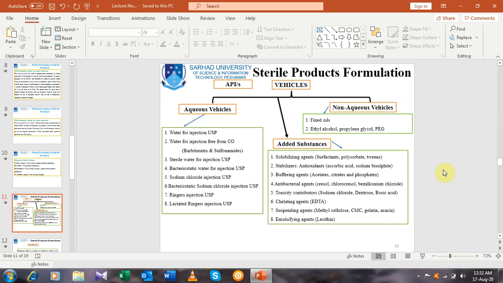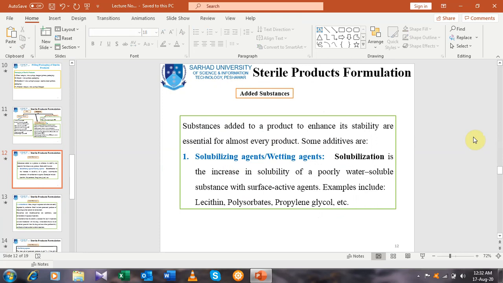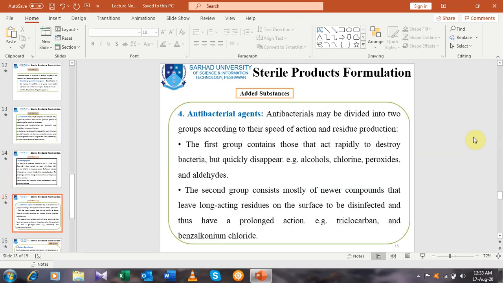After that, we discussed the formulation of sterile products, which is classified as API, which is responsible for the therapeutic efficacy or therapeutic activity of the drug or dosage form. Vehicles may be aqueous vehicles and non-aqueous vehicles. We have discussed in detail the examples of the different types of aqueous and non-aqueous vehicles, and the added substances, one by one, along with examples.